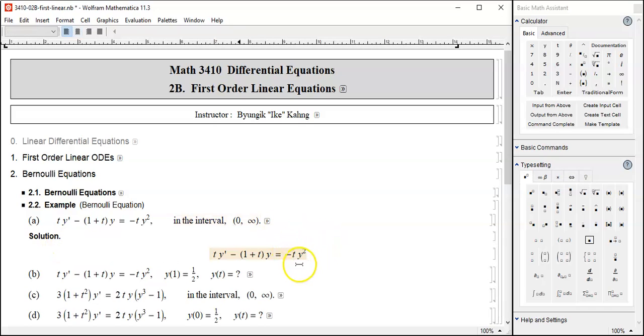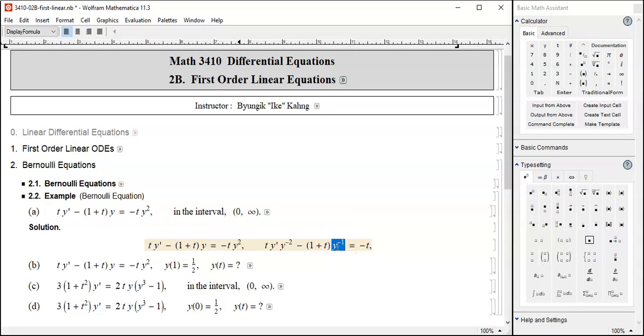Do you see this y second power here? So the very first thing you should do is to divide by y squared. So t y prime y to the negative second power minus 1 plus t y to the negative first power is equal to negative t. All right? Negative second power, negative first power, nothing. Negative nth power, negative n minus 1 power, and then 0 power. That's the structure. And then what substitution do you take?